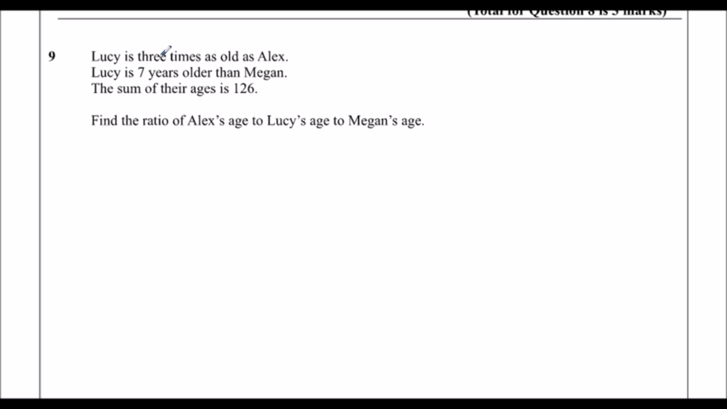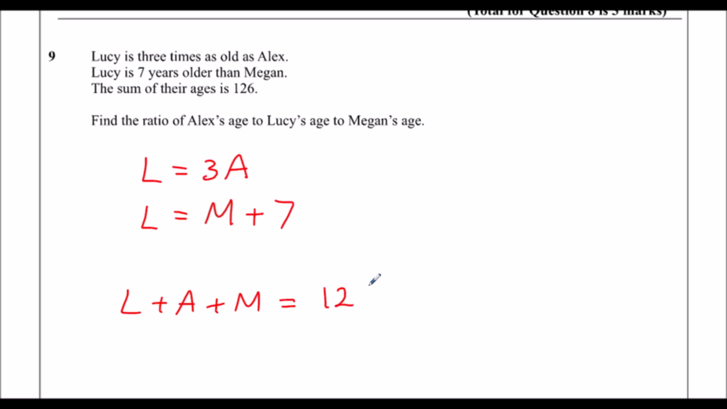So Lucy is 3 times as old as Alex. Lucy's age is 3 times Alex's age. Lucy is 7 years older than Megan, so Lucy is Megan's age plus 7. And the sum of their ages is 126. So that's Lucy, Alex, and Megan, all their ages equal 126.